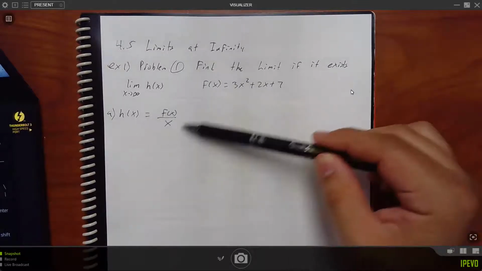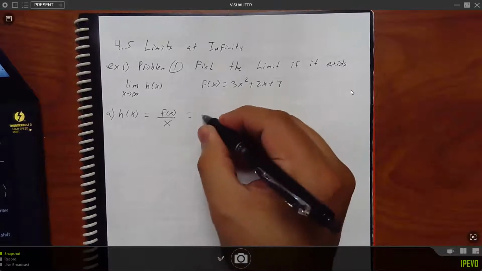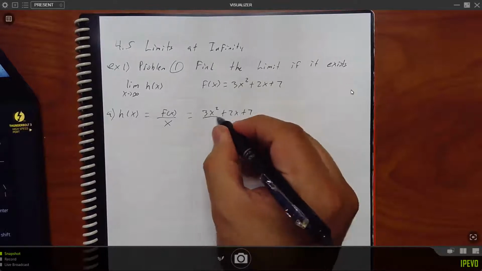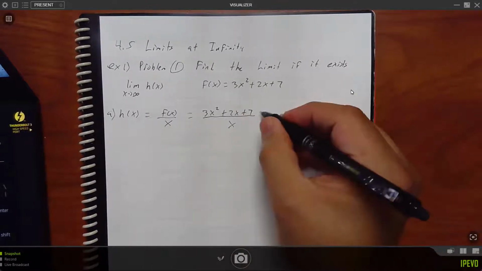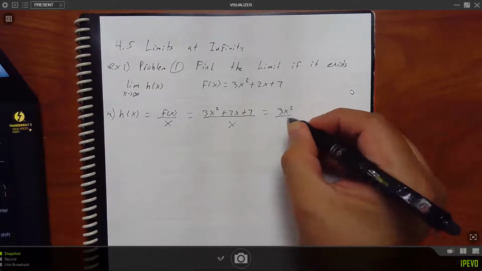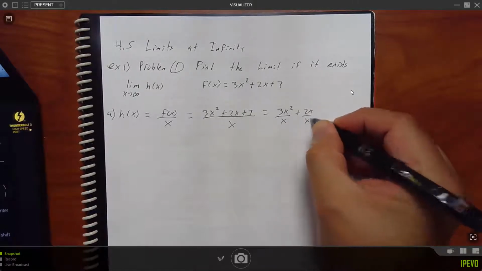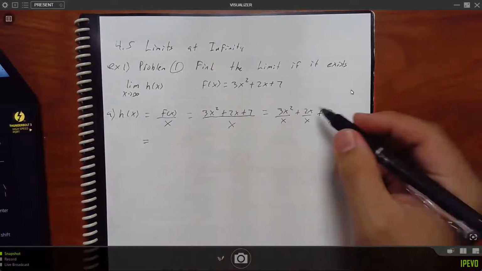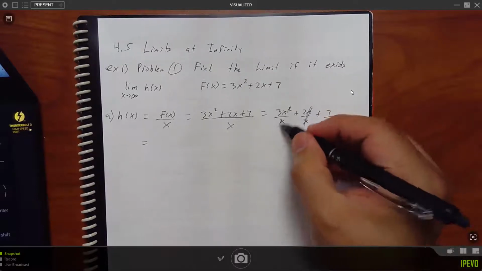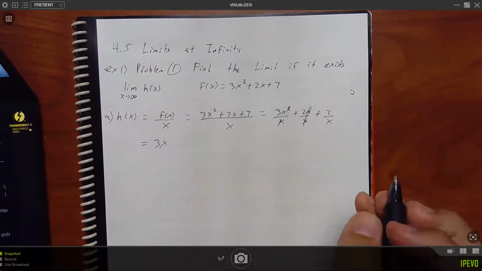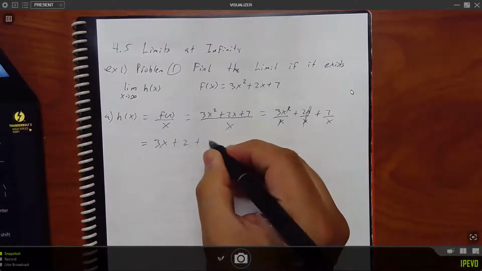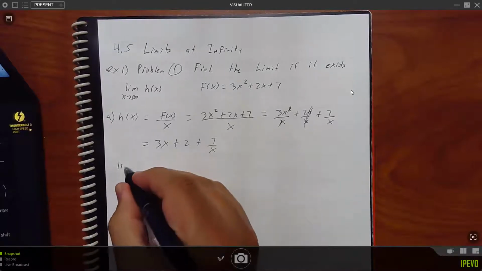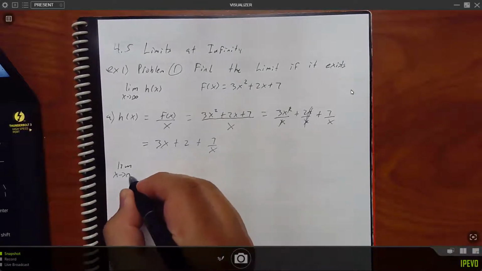The first h would be this. So that would simply be 3x squared plus 2x plus 7 over x, which will then become 3x squared over x plus 2x over x plus 7 over x. So this will be gone. This will reduce. We'll have 3x plus 2 plus 7 over x. So there's our basic algebra. So once we take the limit, this one we have to kind of think about it.